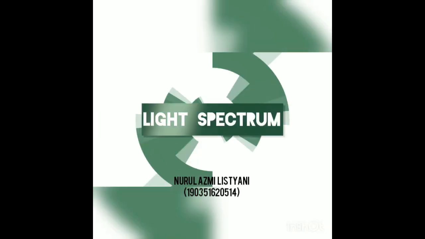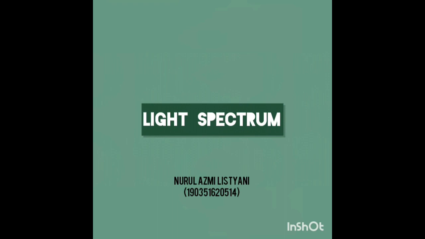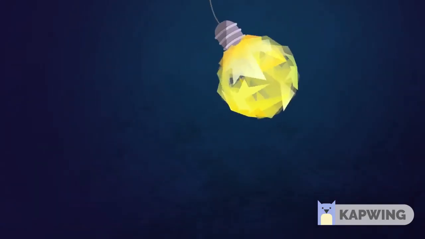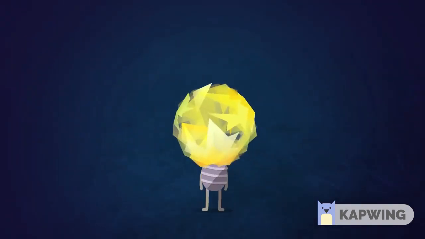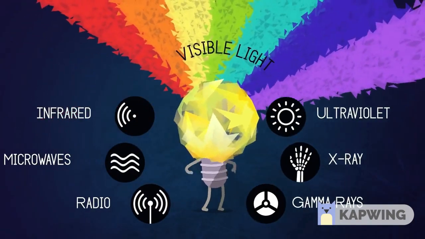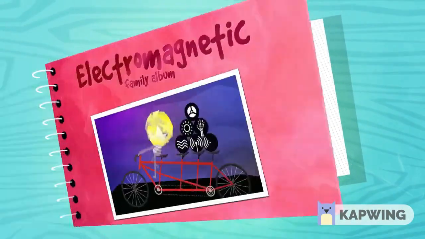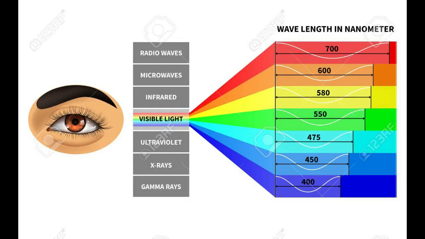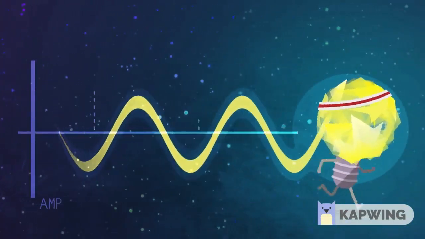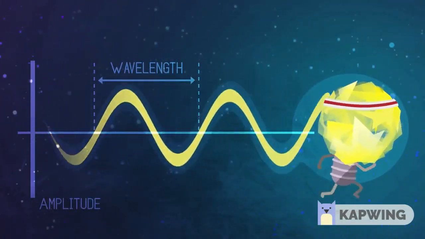This is my video about light spectrum. Light is electromagnetic radiation within a certain portion of the electromagnetic spectrum. The word usually refers to visible light, which is the portion of the spectrum that can be perceived by the human eye. One of the characteristics of light is that it behaves like a wave.